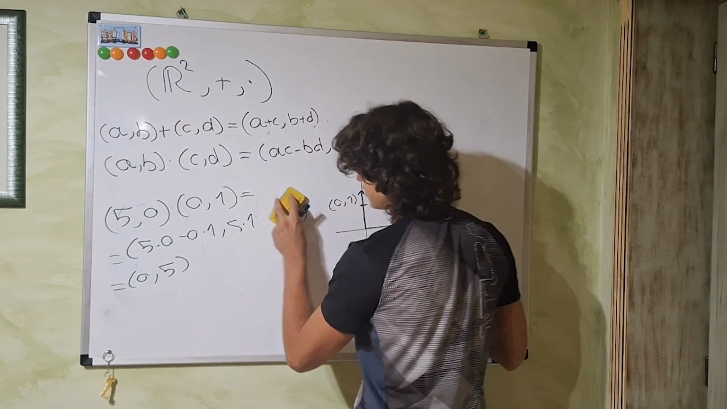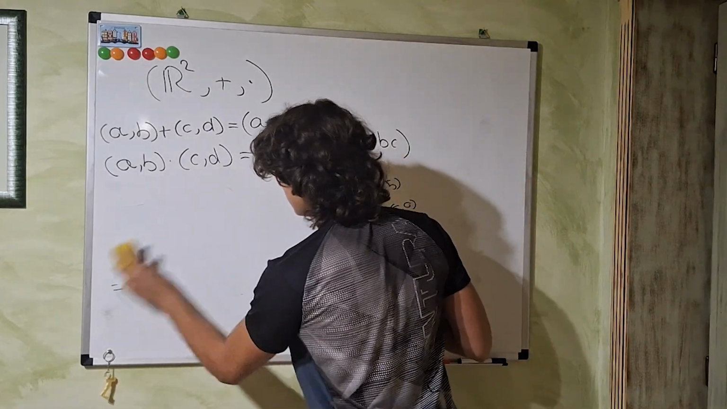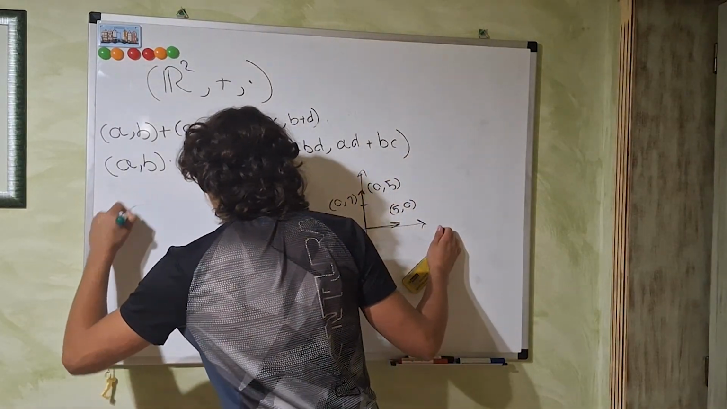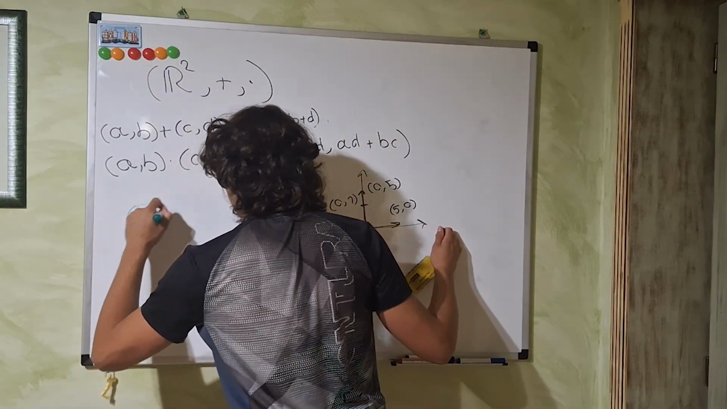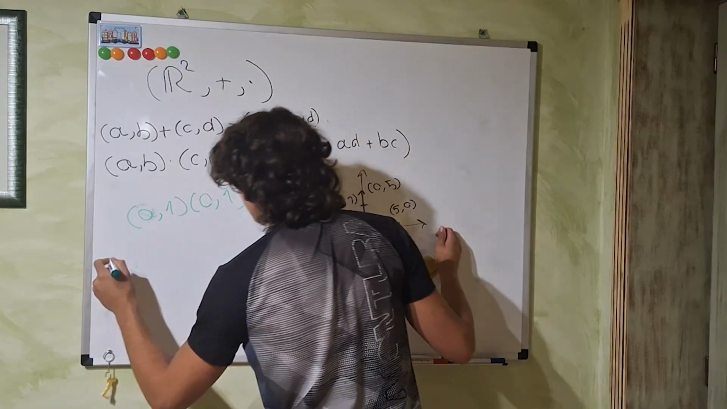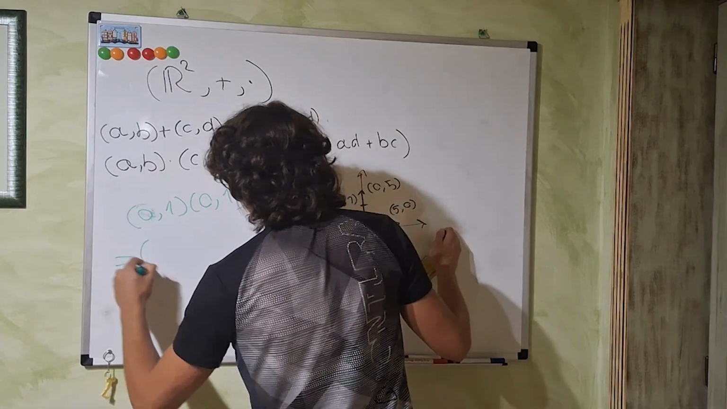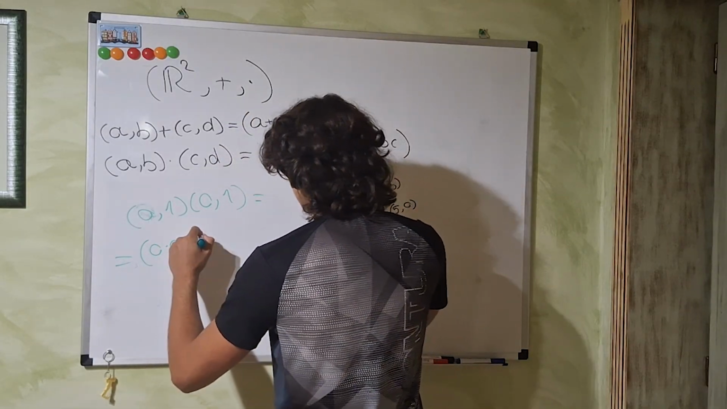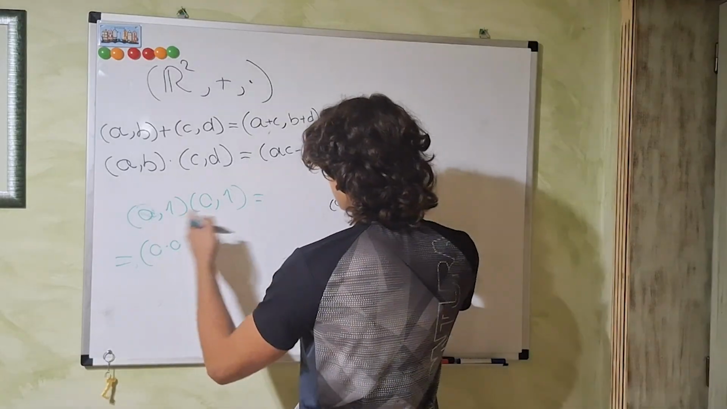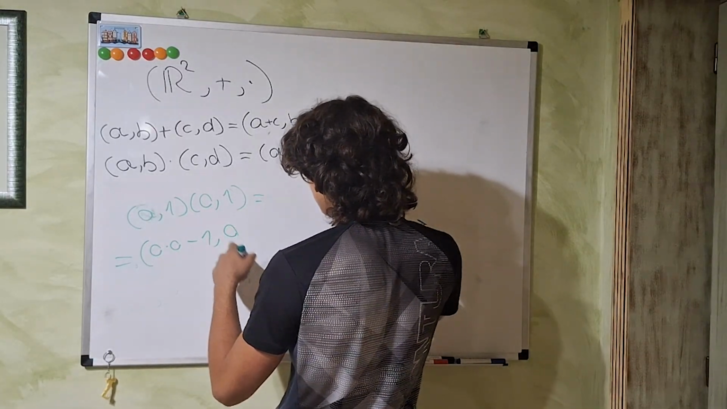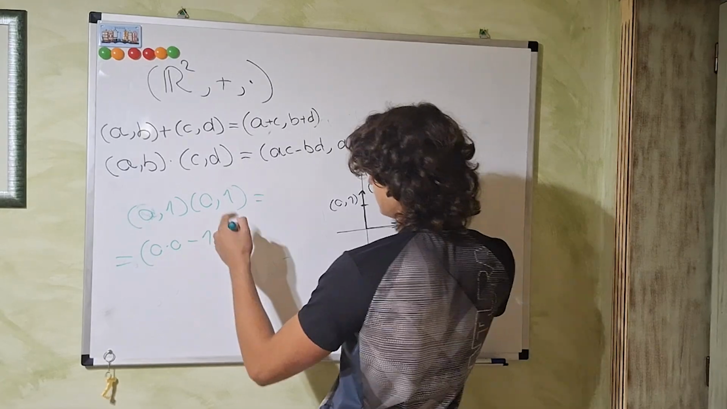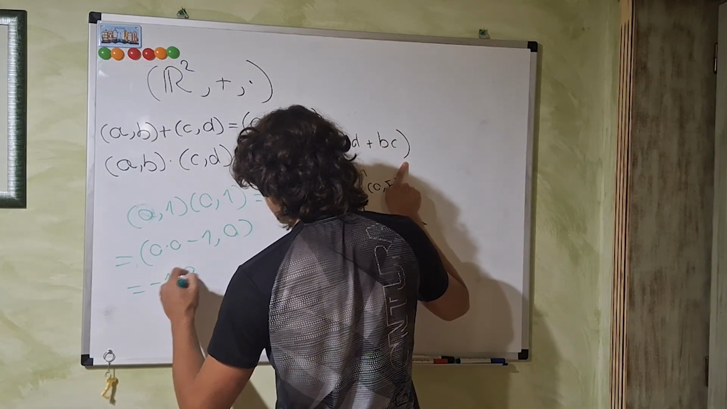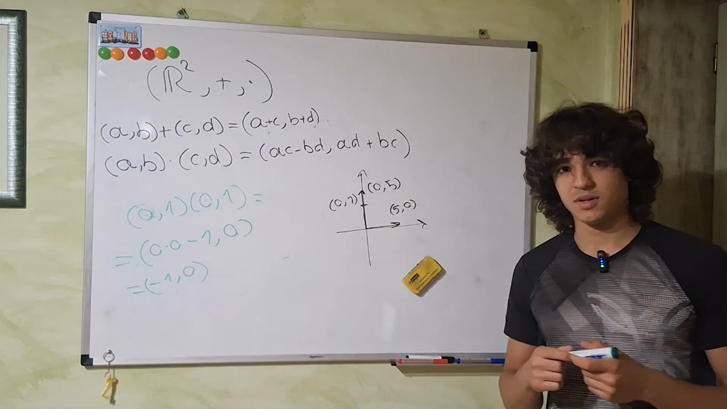We can also try i squared, if you're not convinced yet. i squared, so (0, 1) times (0, 1). Let's follow the same rule. This is AC, 0 times 0, minus BD, 1 times 1, and then AD, 0 times 1, which is 0, plus BC, so 0 again, 1 times 0 is 0. So this is (minus 1, 0), and this is identified with the number minus 1.